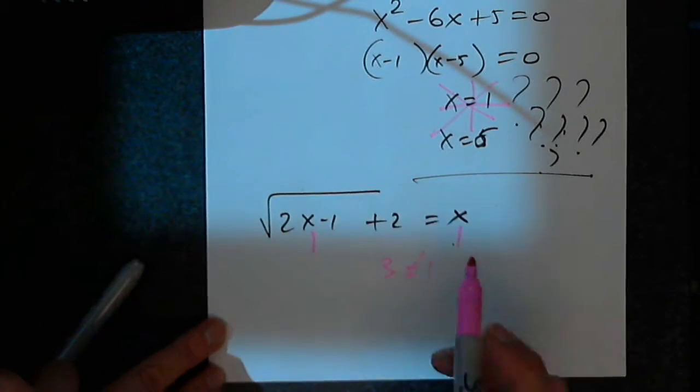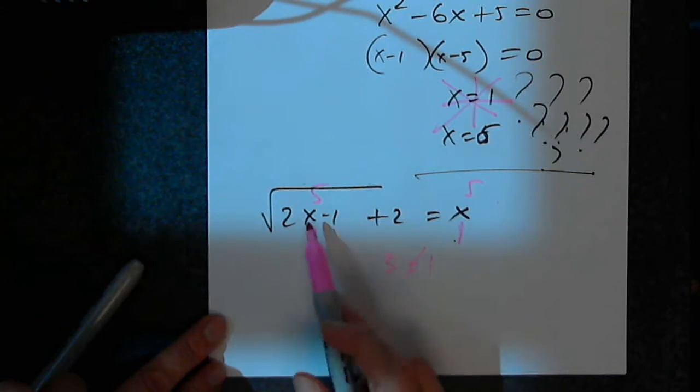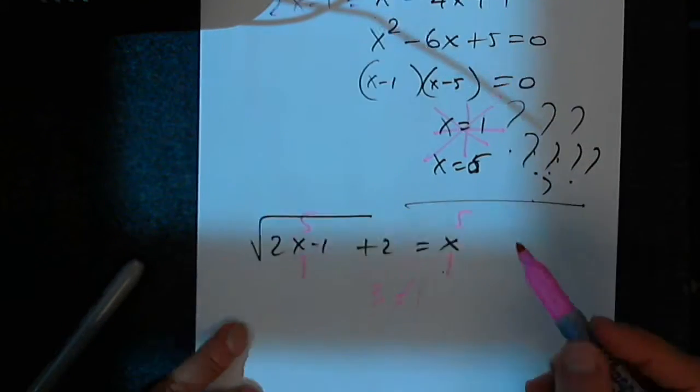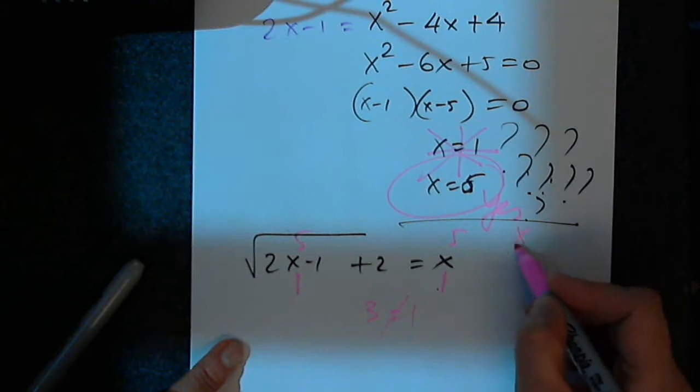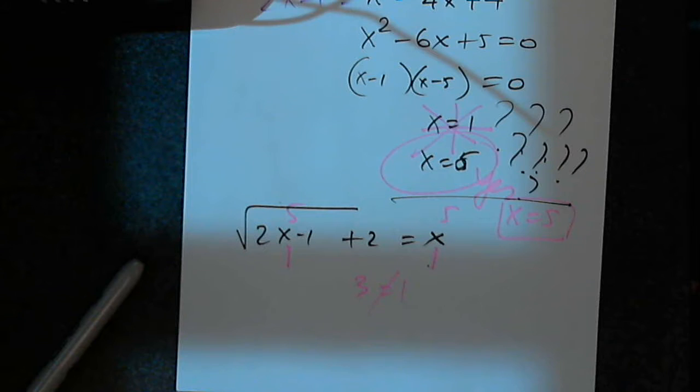So now I have to check 5. 2 times 5 is 10, 10 minus 1 is 9, the square root of 9 is 3, 3 plus 2 is 5, and I'll say yes. x equals 5 is the only solution. Very good pick.